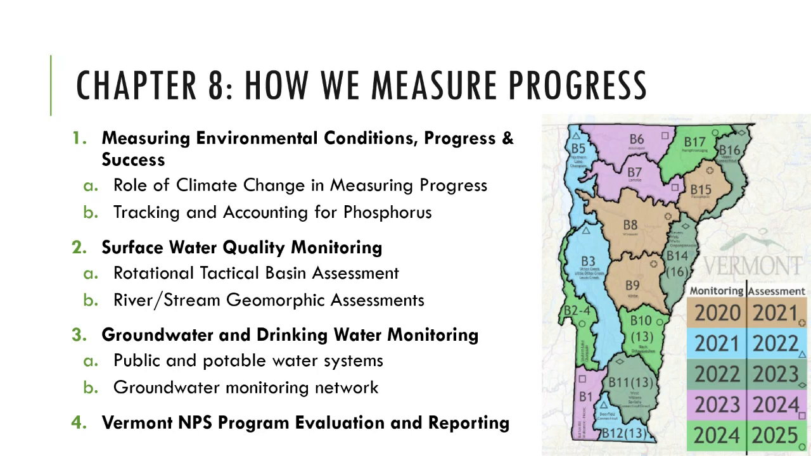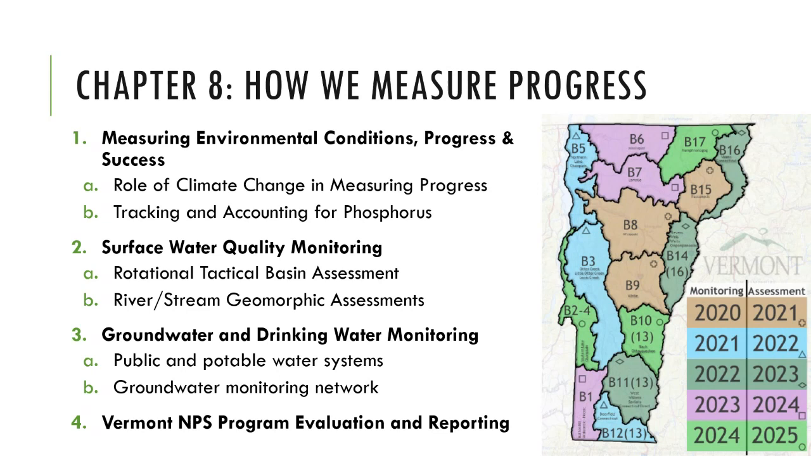In addition to that, we of course also have surface water quality monitoring. We use a rotational tactical basin assessment as seen in the map. And so we're monitoring and assessing basin by basin each of the water bodies, how they're doing. At the same time, we're tracking our efforts in implementing best management practices on the ground. So really, we can use this information to evaluate how we're doing. Is it working?